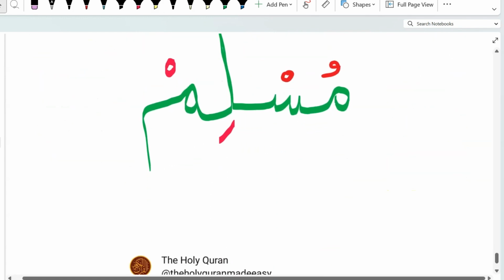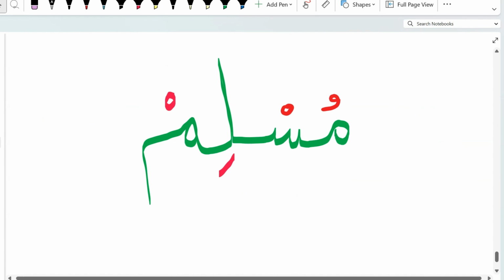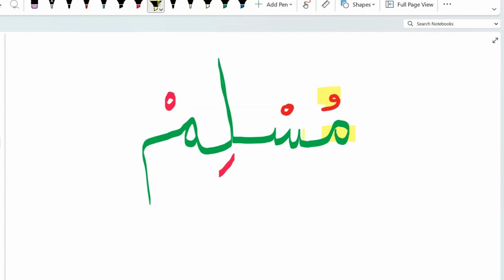Let's go back to the word. Let's try and read this together. M with the dhamma, mu, s, sukun, s. So it's mus. This is the lam, as you see, it's lam connected right here with the letter before it, which is the seen. So we said mus, and there's a kasra here, so it's li, musli, and there is the meem at the end with the sukun, muslim. This is how you write the word Muslim in Arabic.